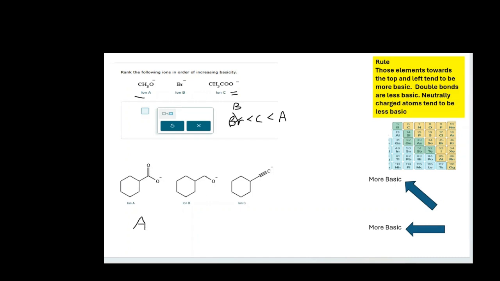And then because of that, this oxygen here has a single bond. So it's pretty much good to say B. And then because carbon, which is further left, is going to be the most basic, even though it has a triple bond and whatnot, it doesn't matter because again, the element is further left on the periodic table. So again, fairly simple question. Just take some practice, refresh yourself on basicity, and you'll be fine.